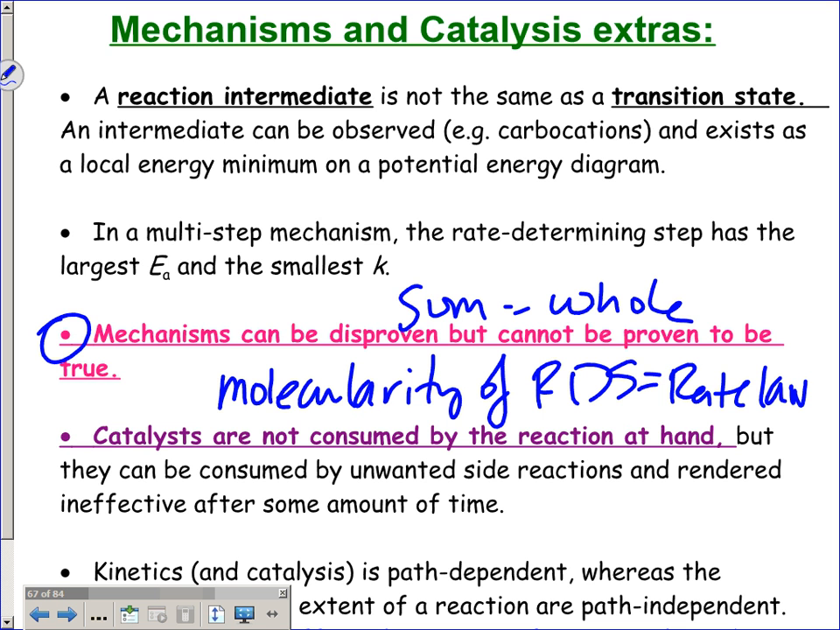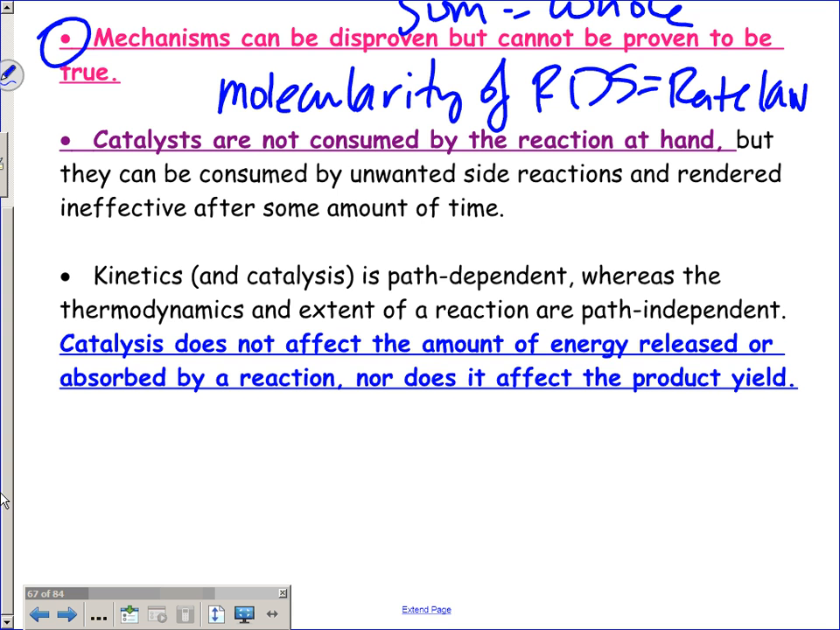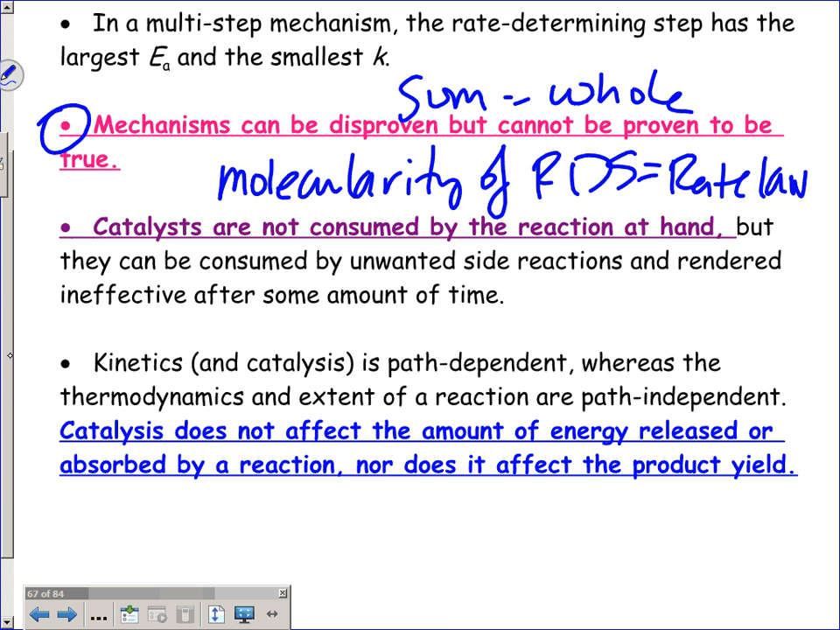The third one is like everything's elementary. It's experimentally determined. Catalysts, we went over briefly yesterday. We know that they are not consumed. They're found at both the beginning and the end, like in the elementary step. But sometimes other reactions could happen in our system. So that's where we can actually have them consumed by unwanted side reactions, meaning that they're not there anymore, or they're tainted, they're not complete.